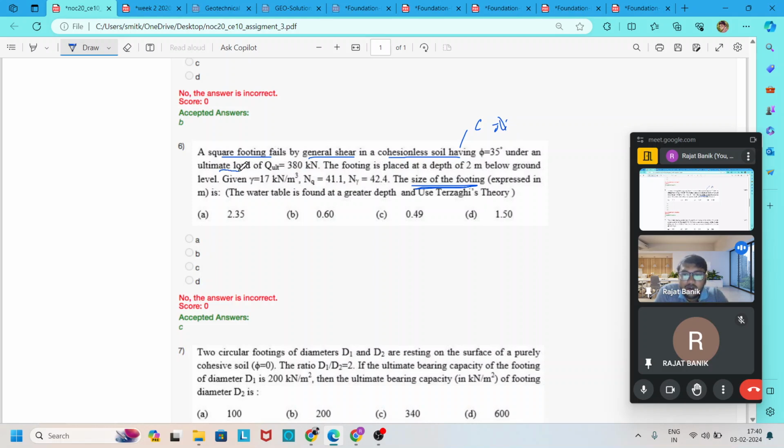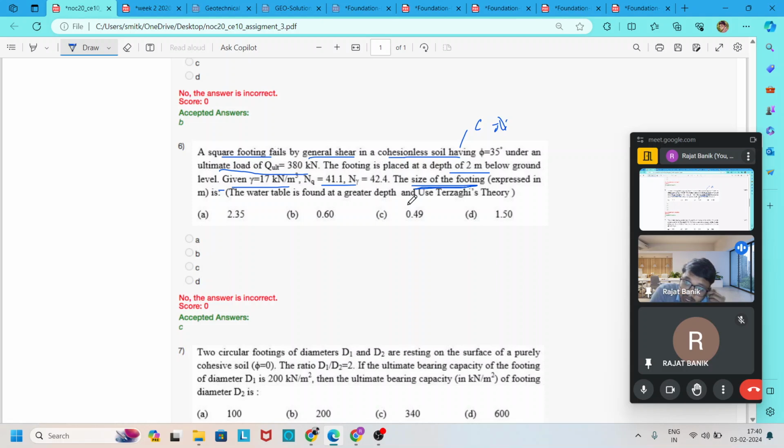Then the ultimate load is given. Q ultimate is 380 kilonewton, and the depth of the foundation is also given as 2 meter, and gamma is given as 17 kilonewton per meter cube. Nq is given 41.1, N gamma is given 42.4, to find out the size of the footing.